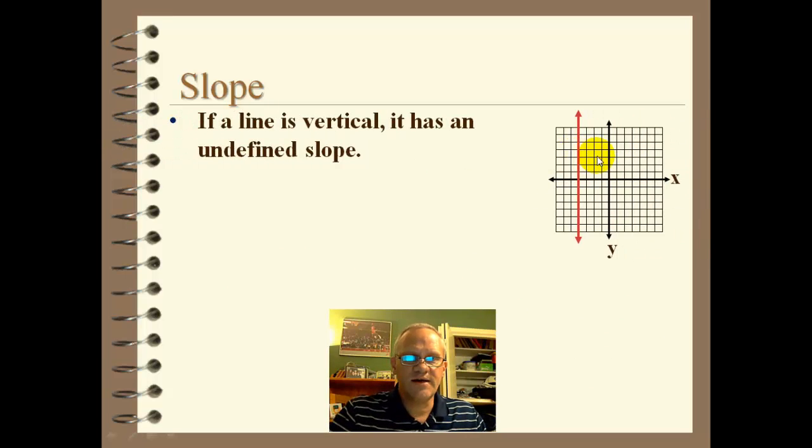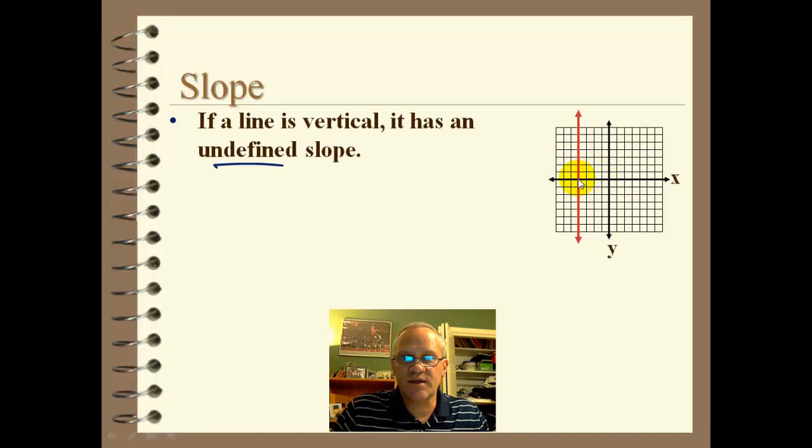And then last thing here, a couple of special situations. We're going to talk about these more as we go on. But if a line is vertical, which means it's straight up and down, it has what we call an undefined slope. What does that mean? Okay. Well, let's pick a couple of points on this line here and figure out what the slope is if we put the numbers in.